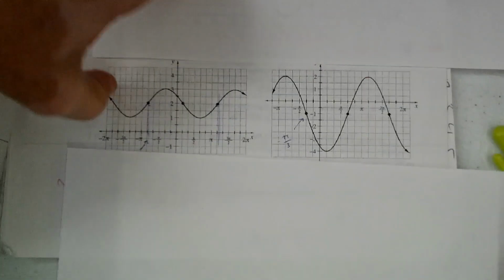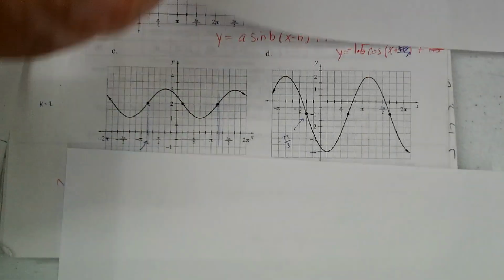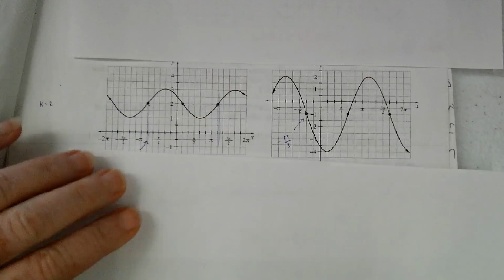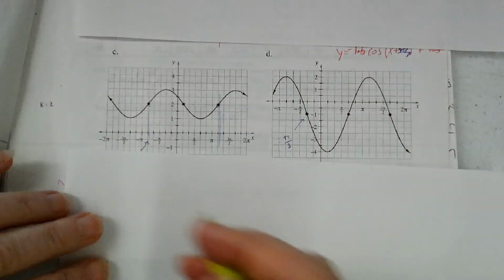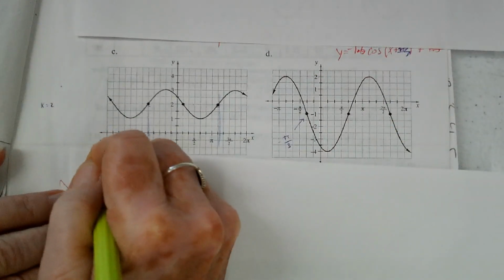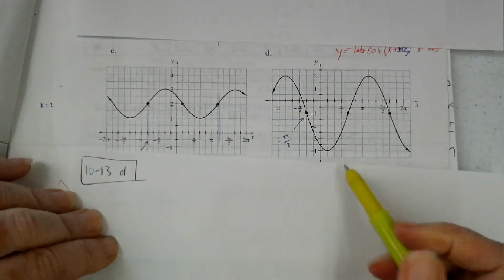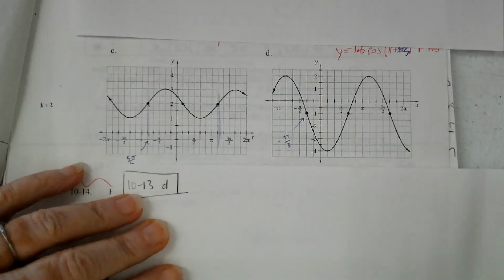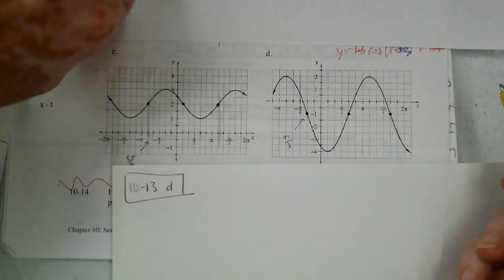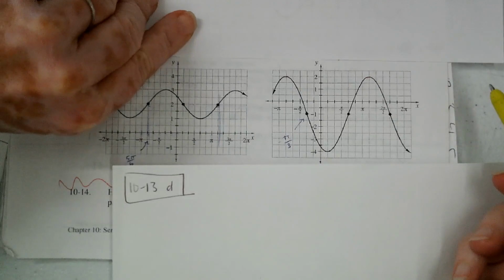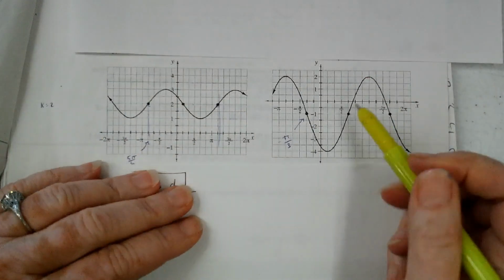Here's Integrated 3. This is problem 10-13. I ran out of time while trying to do letter D. So this is 10-13, letter D. Okay, so that's this graph. We're supposed to write a sinusoidal function for it.